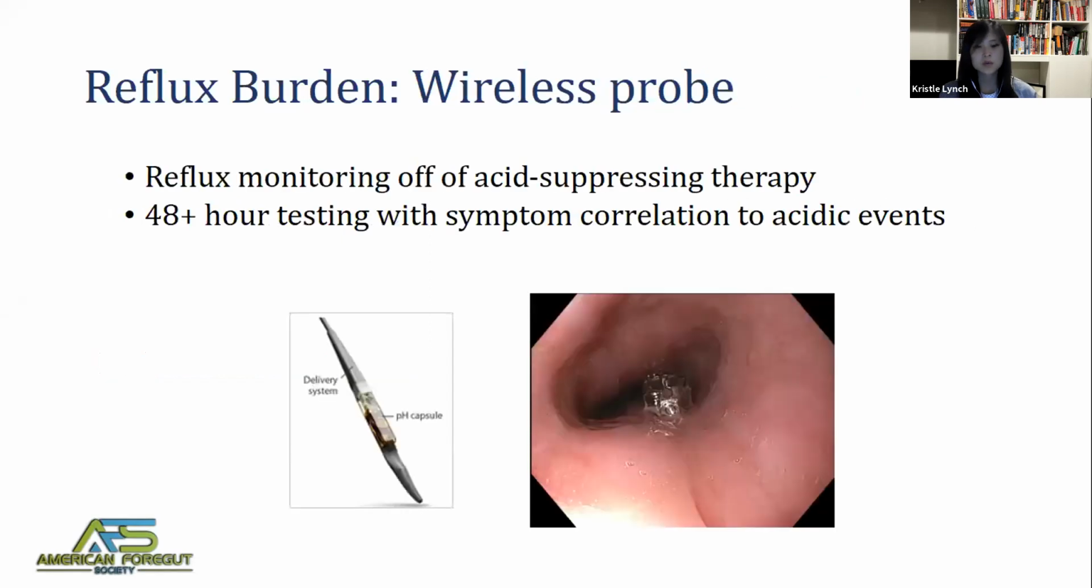So to first talk about wireless testing, the wireless probe is reflux monitoring done off of acid suppressing therapy. This is a 48-hour at minimum test. It can be extended up to 96 hours, and we can obtain symptom correlation to acidic events. So you can see on the bottom left, this is the delivery catheter with the pH probe on it. And on the right is my patient in whom we've placed it via suction. And so for the wireless probe, you're obtaining information at one point in the esophagus.